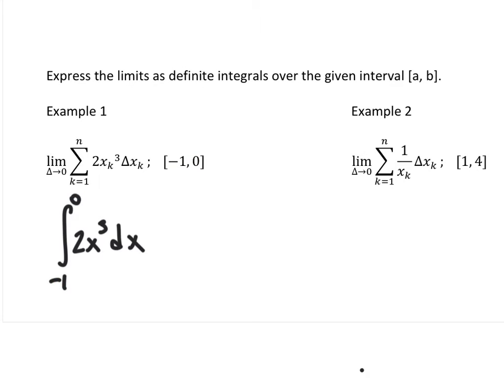In example 2, same thing, okay? The limit of that finite sum becomes the integral between 1 and 4 of 1 over x dx, okay? And so I just need to take what's inside of here and rewrite it just with an x, okay?